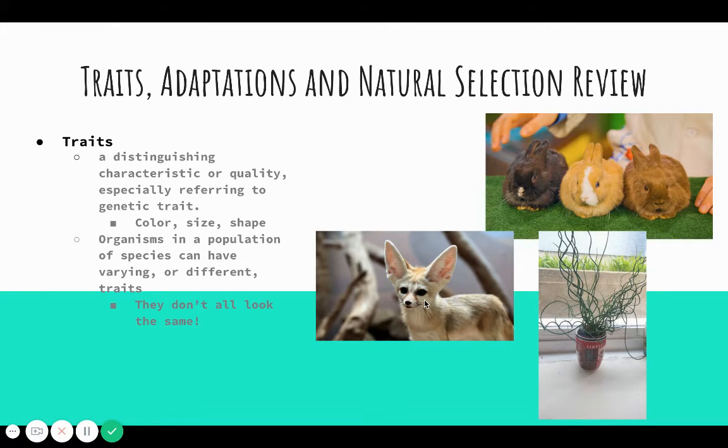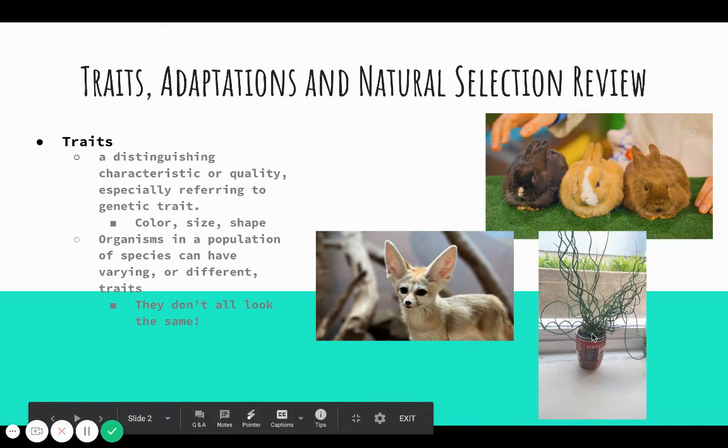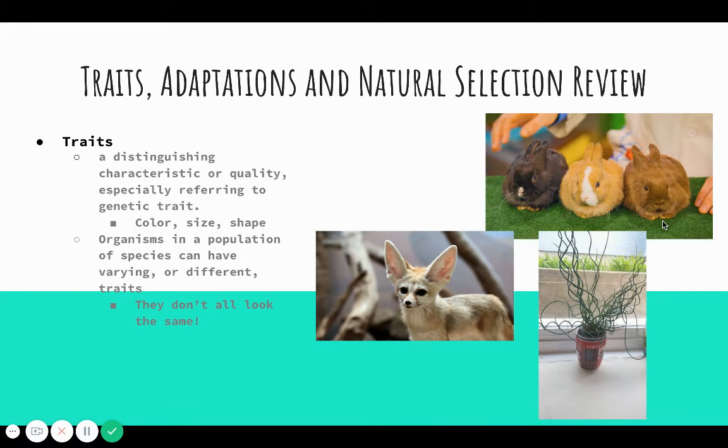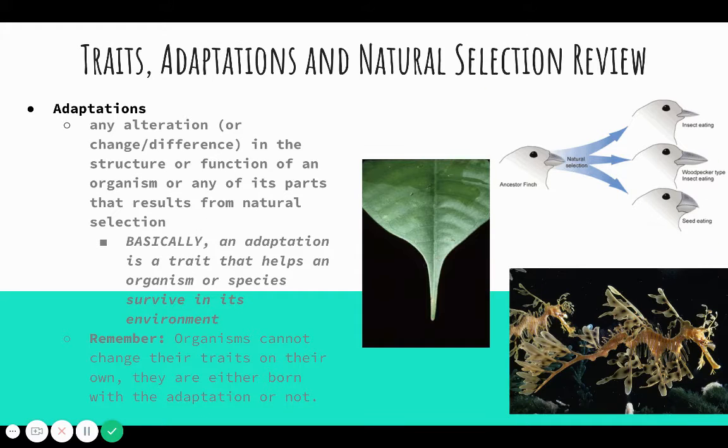We can see a trait of this cute little fox guy is his big old ears, and a trait of this cool, funky little plant is his spiral leaves. Organisms in a population of species have varying traits, like these different bunnies, meaning they don't all look the same. If an organism has a trait that helps it survive and thrive in its environment, it is an adaptation. An adaptation is a trait that helps an organism to survive in its environment that results from natural selection.